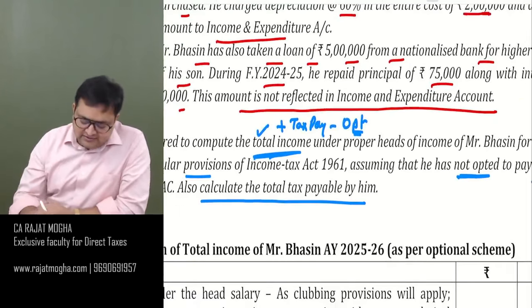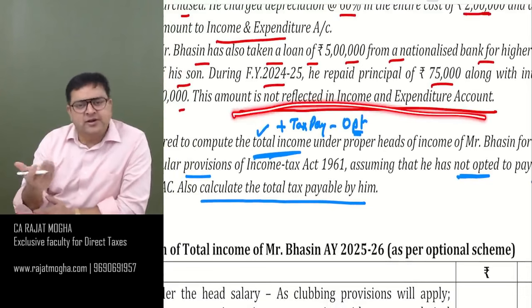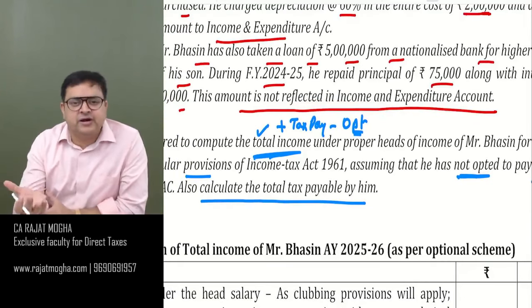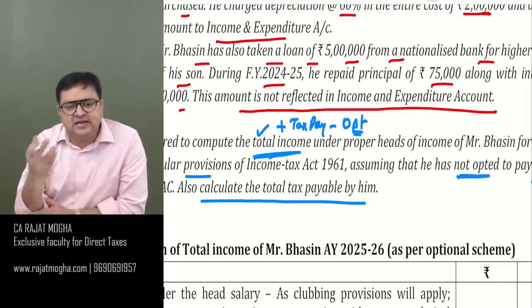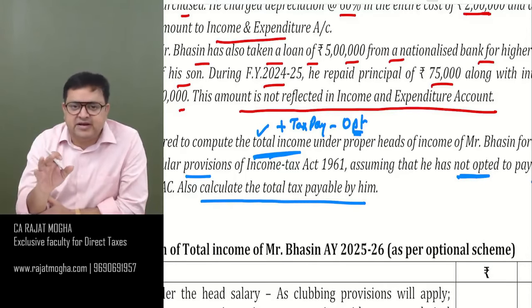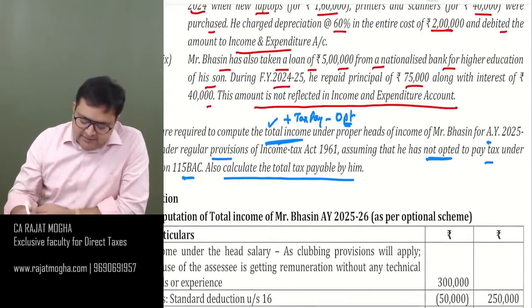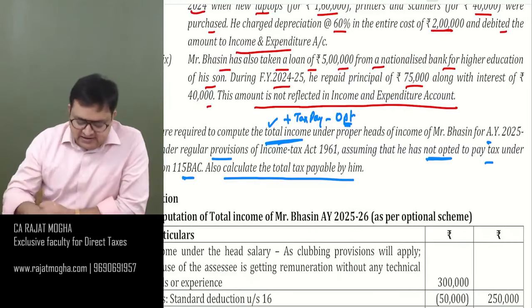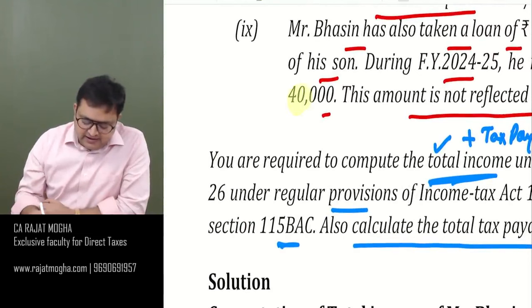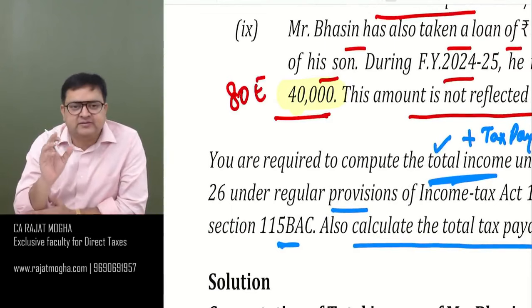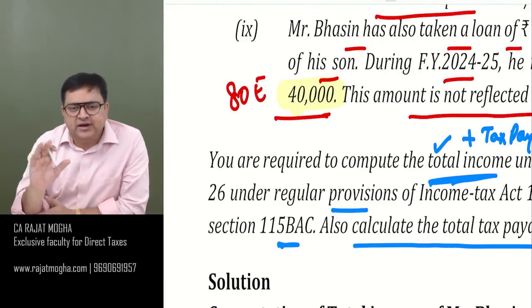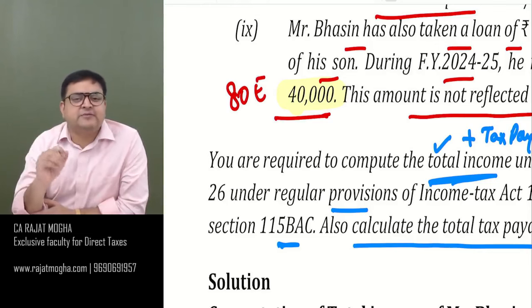See, they are saying now this amount is not reflected in the income and expenditure account. Good enough, because it's your personal. You should not record it, and he has not recorded it. So it's not creating a problem with me. But yes, in 80E, I will take the deduction with respect to only the interest. They are saying that he repaid principal of 75,000 along with interest of 40,000. Guys, in 80E, we get only interest on the education loan. What about principal repayment? No, we don't get deduction under 80E for principal repayment of an education loan.